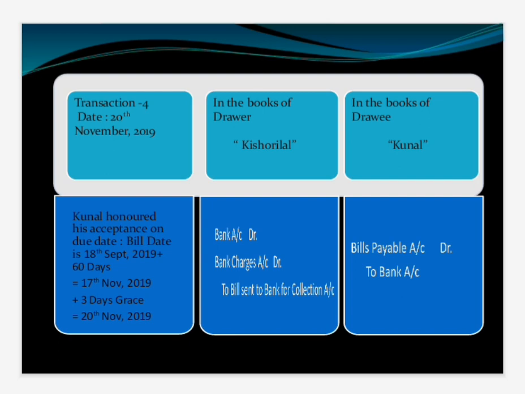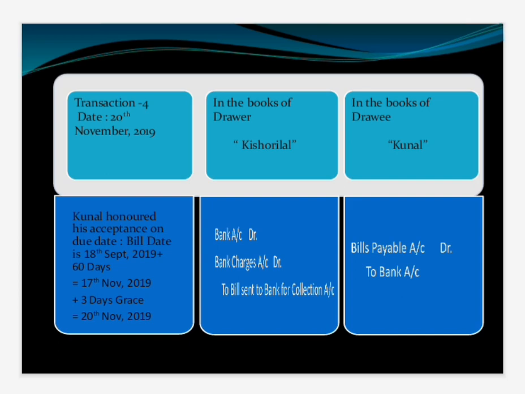So in the books of Kisharilal, bank account debit, bank charges account debit to bills sent to bank for collection account. Here, as he is the receiver of the amount, that is why we have debited bank account. And the bank charged rupees 150, so we have debited bank charges account. So it becomes the expense, and we have credited bills sent to bank for collection. As Kunal made the payment, we have debited bills payable account and credited bank account. I hope you must have understood.